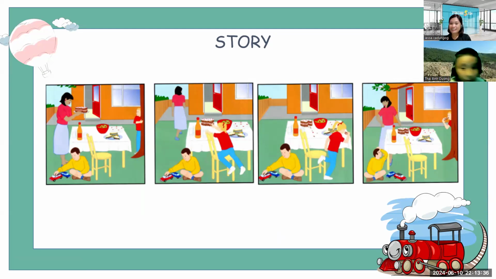In picture one, the boy is playing with two cars. And mommy is holding a cake. What else? And the girl is behind the tree. Okay, very good. So that's what happened in picture one. Can you tell me what happened in picture number two?